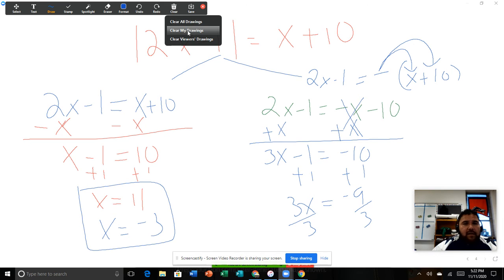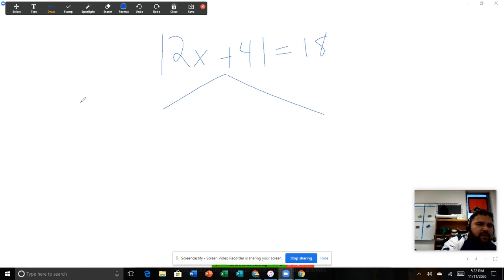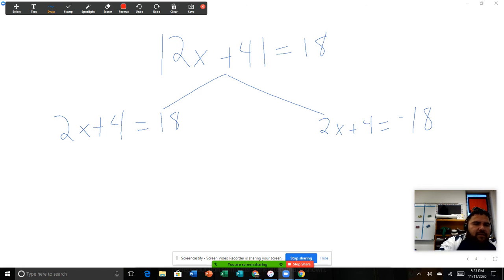All right. Next problem. We have the absolute value of 2x plus 4 is equal to 18. Again, break it down to equations. 2x plus 4 equals 18. 2x plus 4 equals negative 18. Pretty simple stuff. Same procedures over and over again.